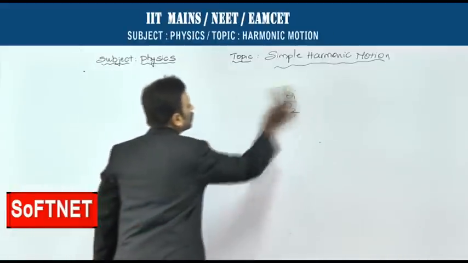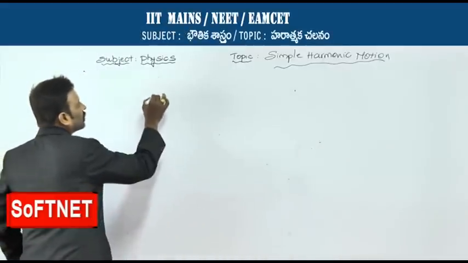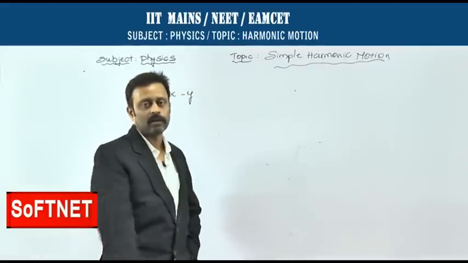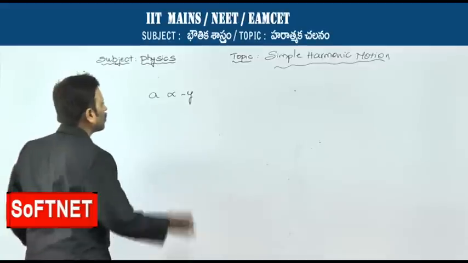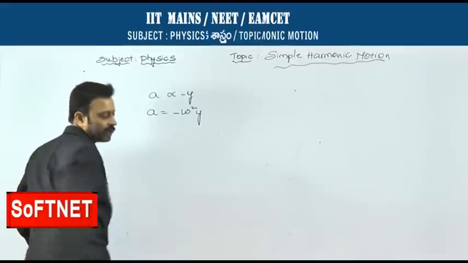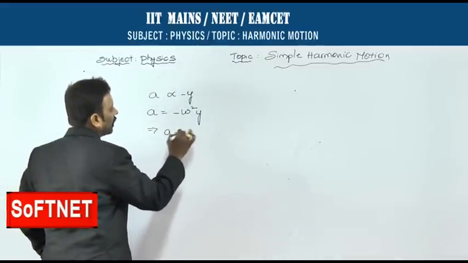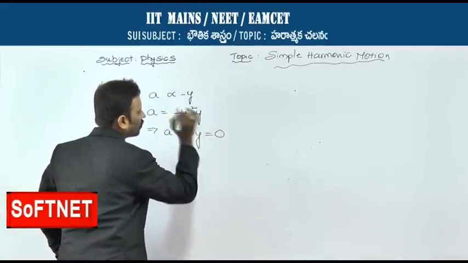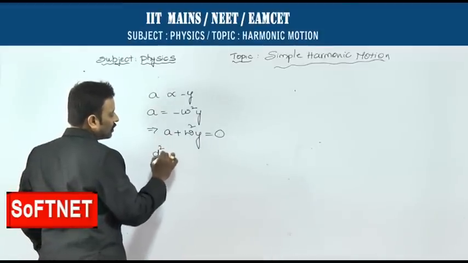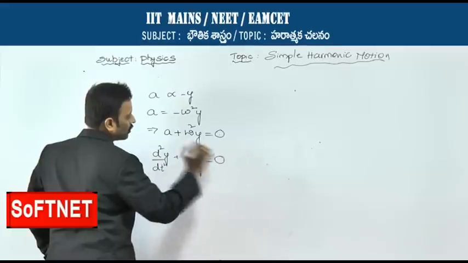Next, for a simple harmonic oscillator, acceleration is directly proportional to displacement but acting in opposite direction. Just now I told you while explaining the concept of simple harmonic motion. From this, if you remove the proportionality, we get some constant omega square into y. Here omega is angular velocity. From this, I can write a plus omega square into y is equal to 0. This acceleration is nothing but d square y by dt square plus omega square into y is equal to 0.